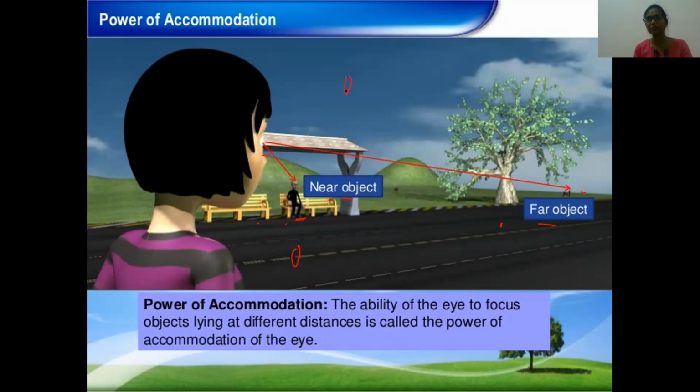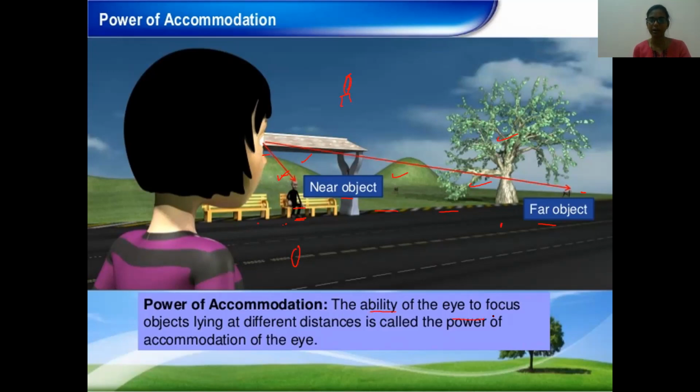A normal lens can only focus on a near object or a far object at a time. We can adjust only one using an ordinary lens made of glass. But our human eye has the power to adjust for objects at any distance, by adjusting its focal length. That is what we call the power of accommodation.